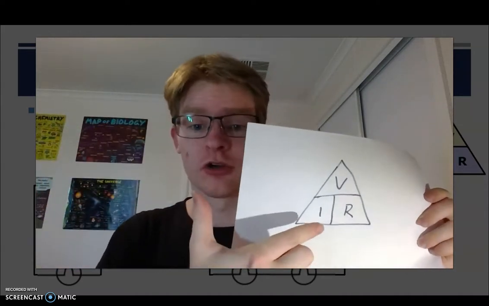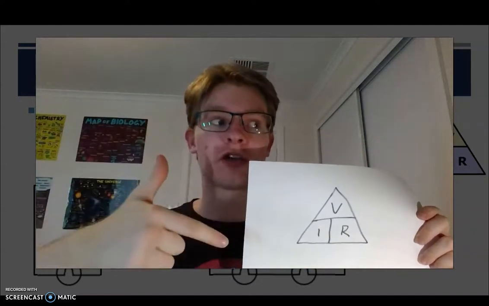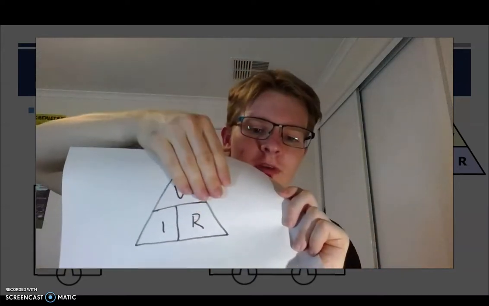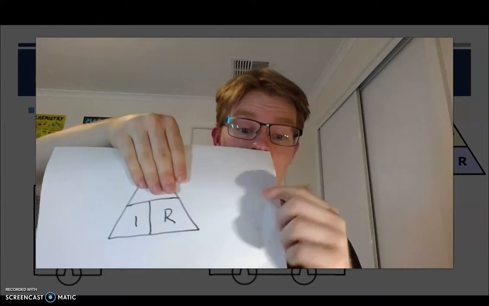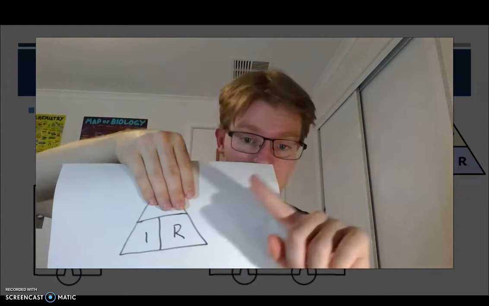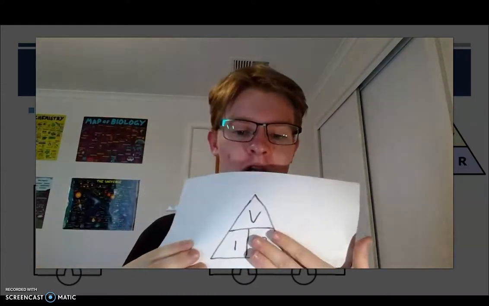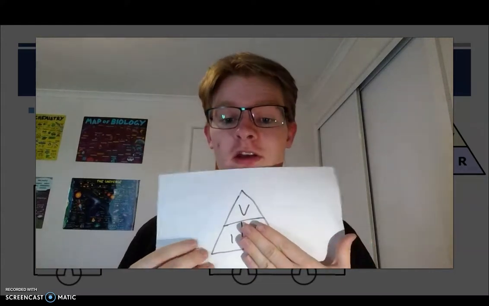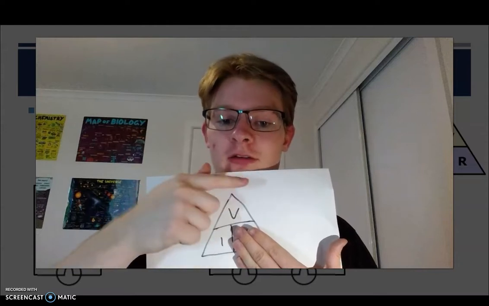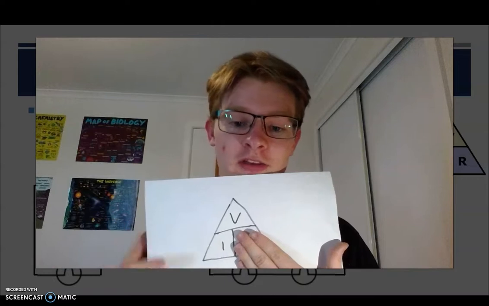What this triangle shows is, I'll just explain it here. If you're wanting to work out what the voltage of a certain circuit is, you cover up the V. There we go. What you're left with is I times R. I is next to R, so I times R. If you want to work out what the resistance of a circuit is, you cover up the R. So then you're left with V divided by I, because V is on top of I, like a fraction, V over I. So V divided by I gets you R.